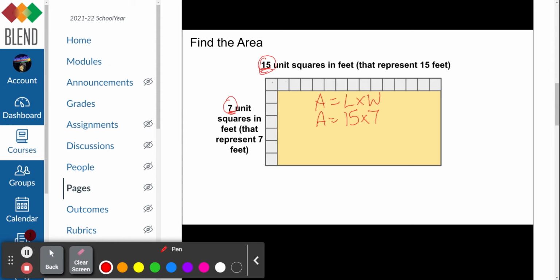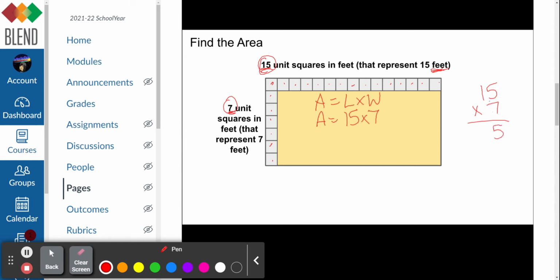This one is 15 units across: 1, 2, 3, 4, 5, 6, 7, 8, 9, 10, 11, 12, 13, 14, 15. And our units are feet, so I need to be specific. 15 feet across, and then 1, 2, 3, 4, 5, 6, 7, 7 feet wide. So I can't do 15 times 7 in my head. Well, 70 plus 35, I guess I can, but let's do it to the side.